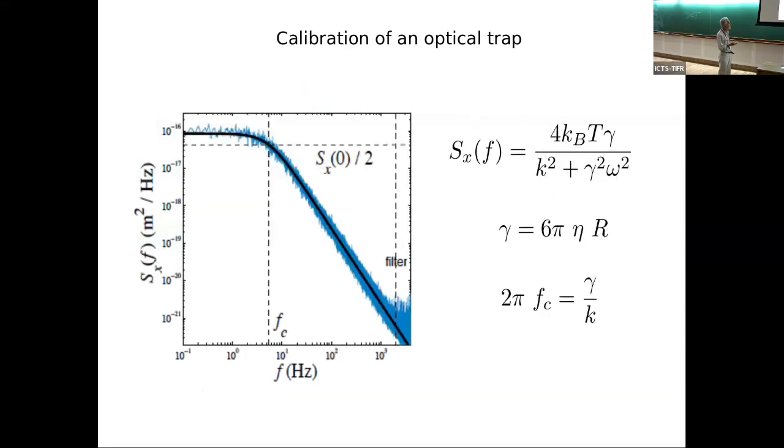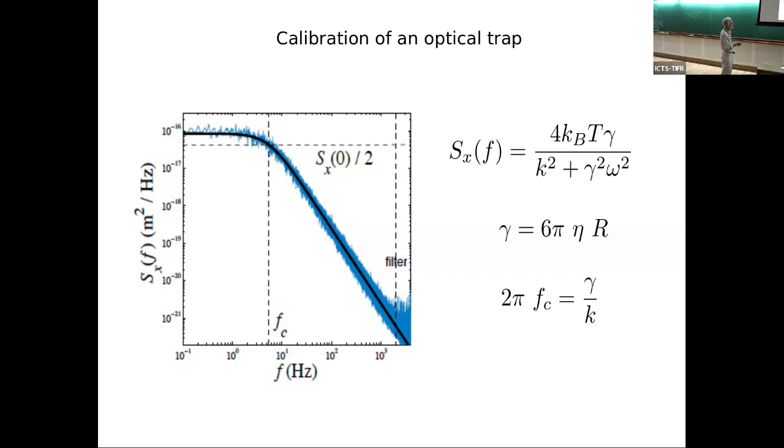Then, for example, what you can do is the power spectral density of the system. You do the power spectrum of the fluctuations of the position, in meter squared over Hertz.